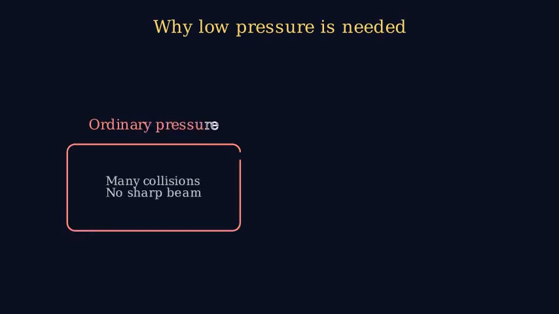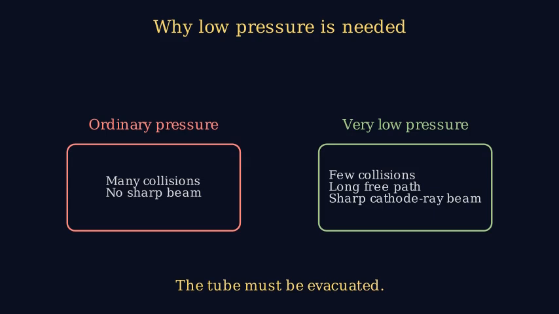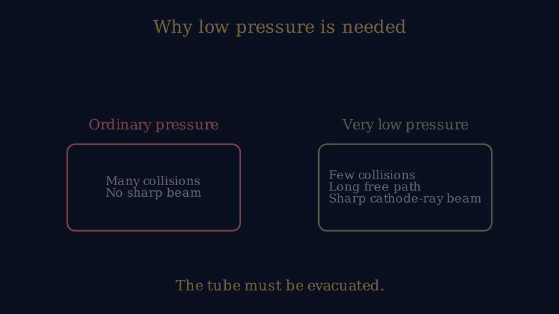At ordinary pressure, the gas conducts poorly, and you do not get a sharp beam. At very low pressure, charged particles can travel long distances with few collisions. That is why the tube must be evacuated.